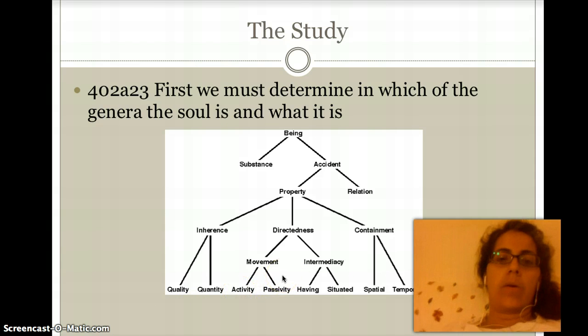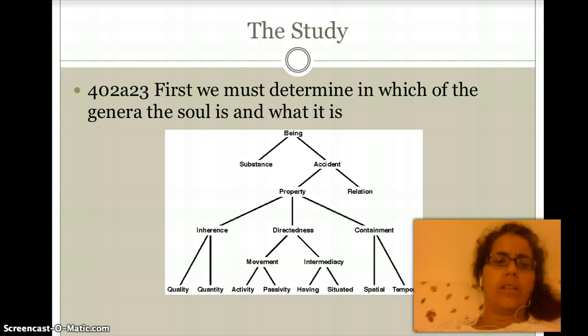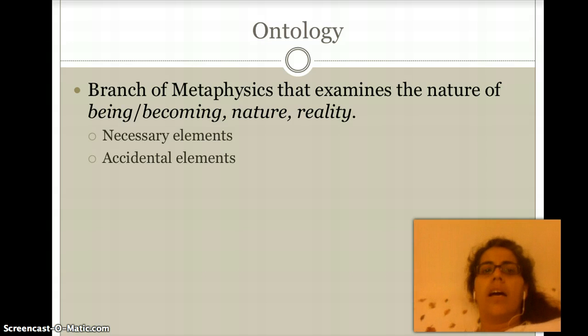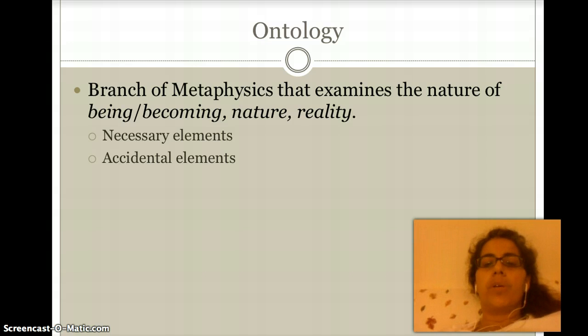Because of this and the way in which Aristotle decides to start his study of what it means to have a soul and what a soul is, we're going to understand that what Aristotle is doing is called ontology. And ontology is a branch of pure metaphysics that examines the nature of beings as they are.